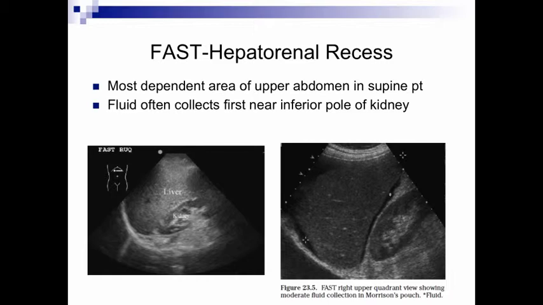One good pearl to know about this particular view is that fluid often collects near the inferior pole of the kidney. So it's important when you're actually performing these imaging studies to fan through the kidney and the liver. By fanning through, you'll put the probe in the site we talked about, obtain your view of the liver and the kidneys, and then rotate the probe up and down in order to make sure that you image the complete interface between the liver and the kidney and see the inferior pole of the kidney, because as we mentioned, fluid will start to accumulate there first.